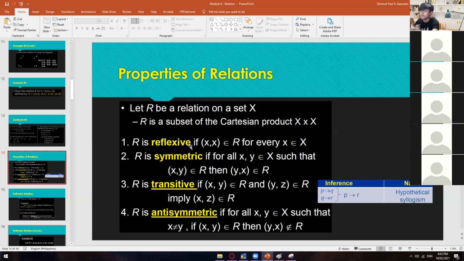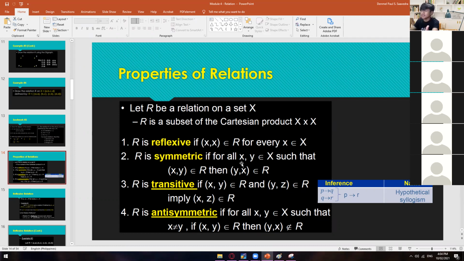So what do I mean by reflects itself? It should have the ordered pairs, let's say (1,1), (2,2), and then (3,3). If one of those is missing, let's say we have (1,1) and (2,2) but we don't have (3,3), then that set is not a reflexive relation anymore. It should include all of your elements. Then the second one here is symmetric. This one is also super simple.